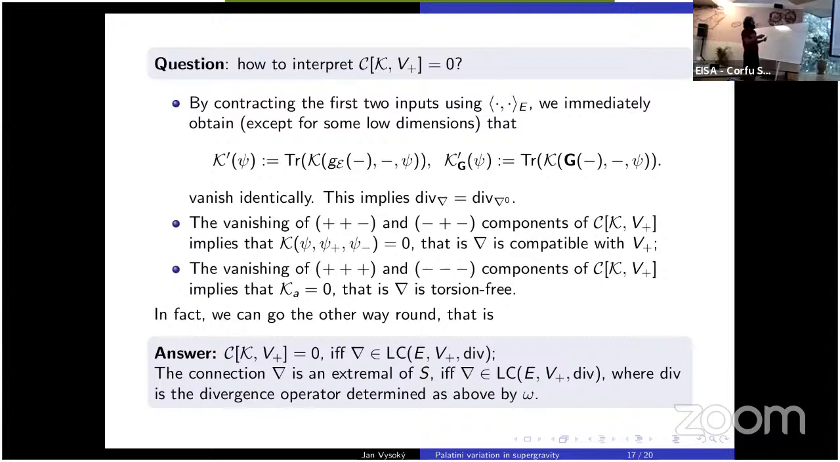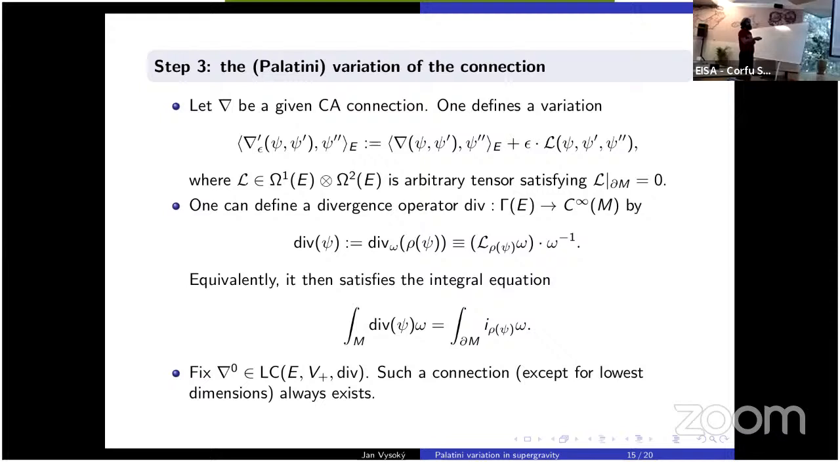And the first basic thing is that the partial traces of this tensor K must vanish, which implies immediately that the divergence of the connection nabla is the same as the divergence of the connection nabla zero, this one starting here. So the divergence of our connection, which has to extremize the action, has to satisfy this formula.